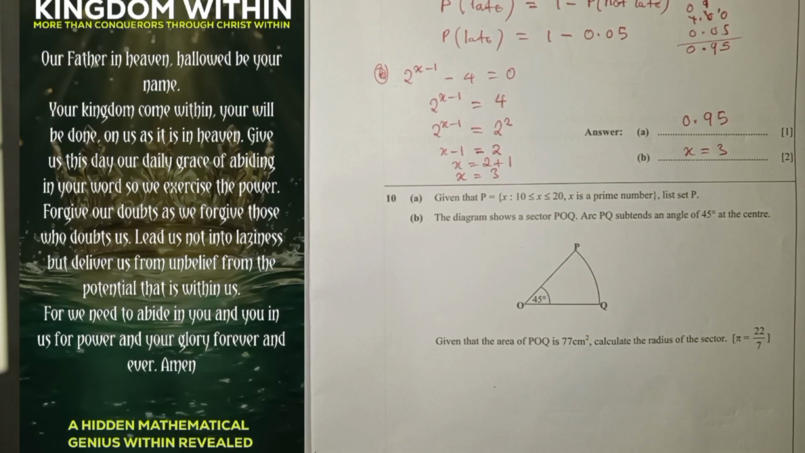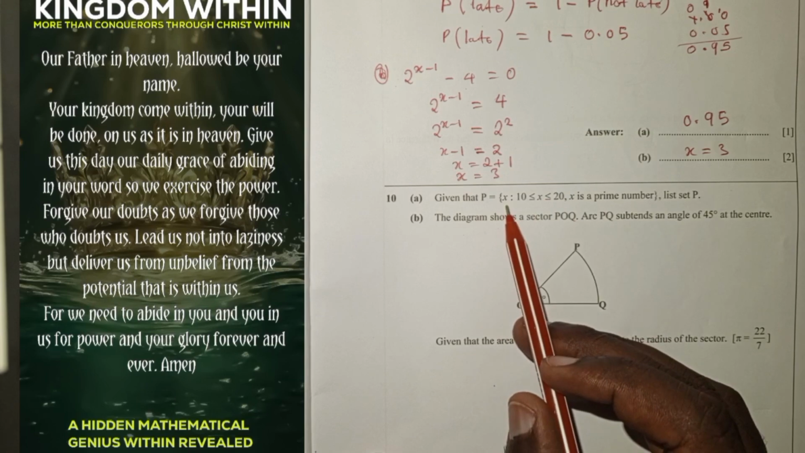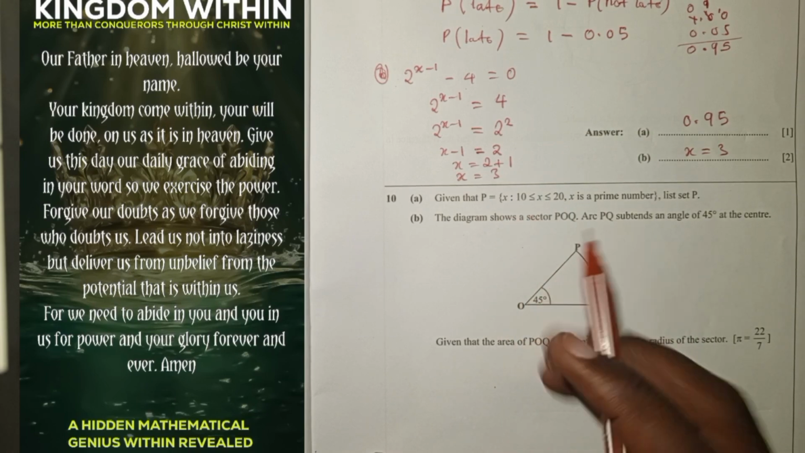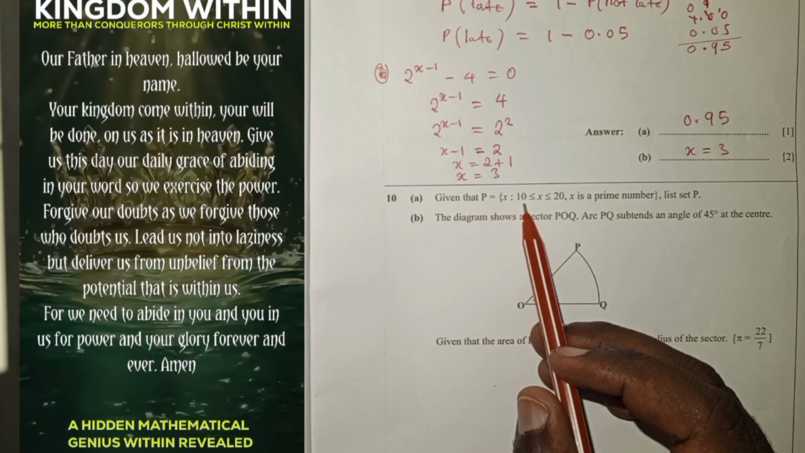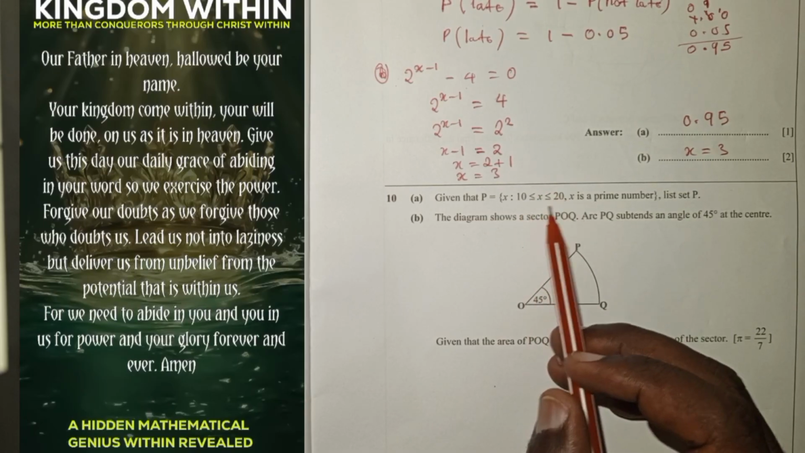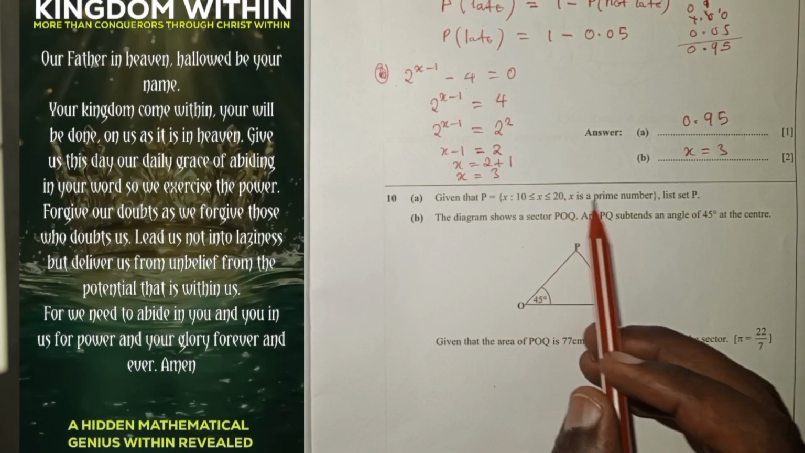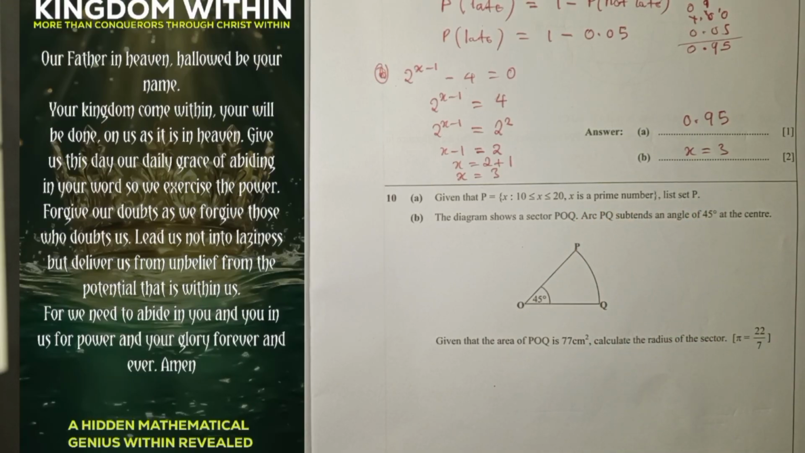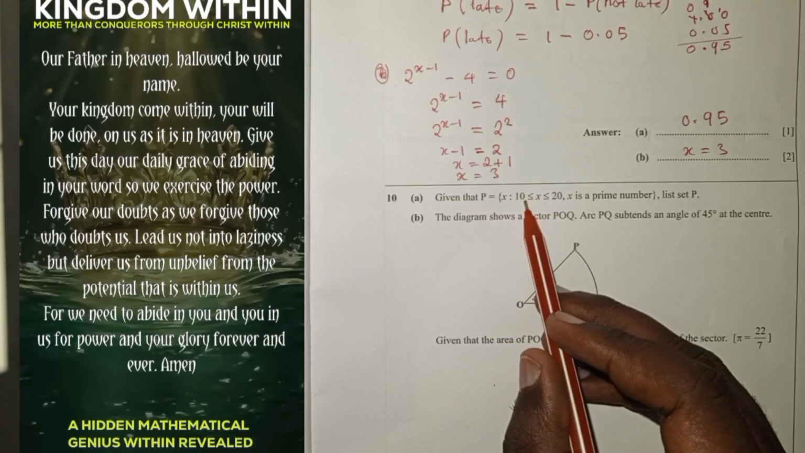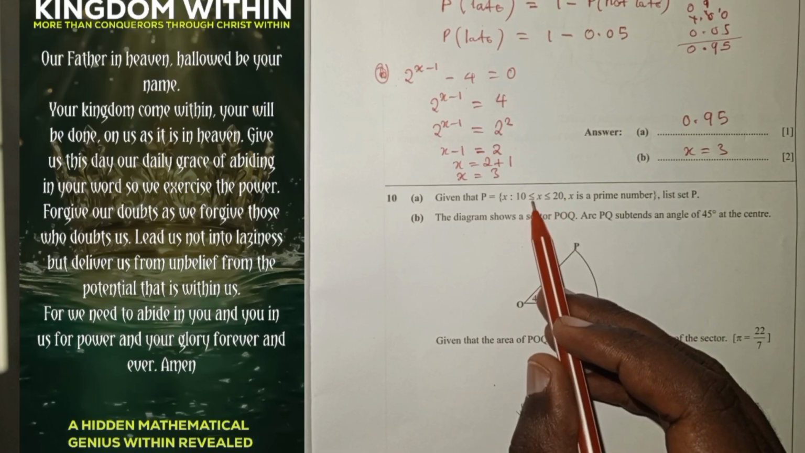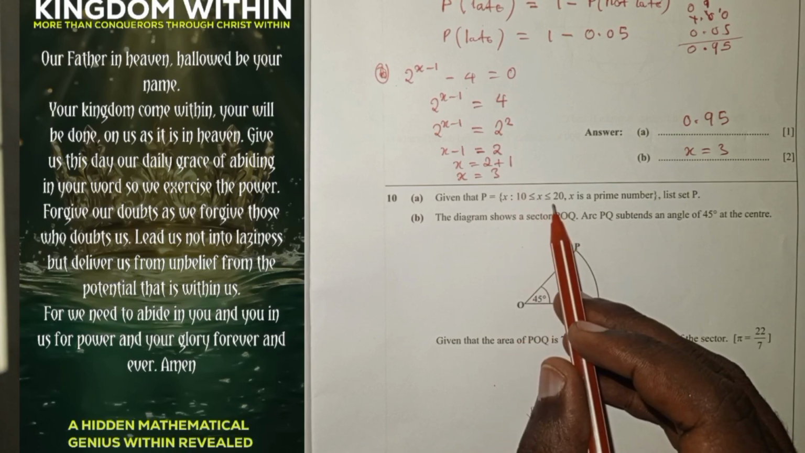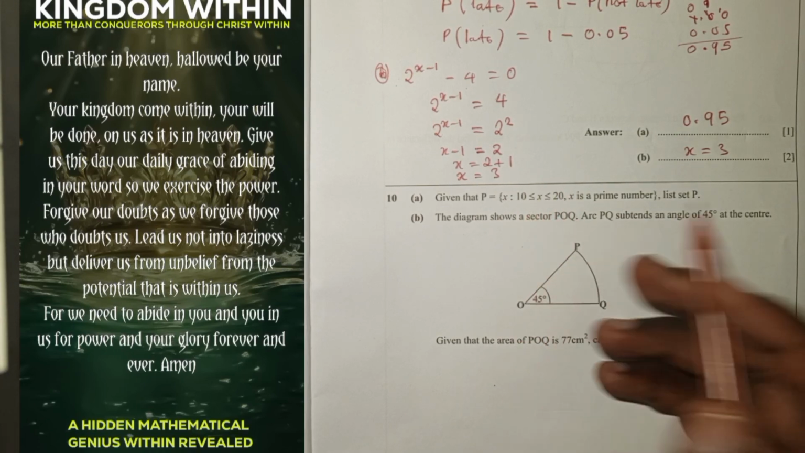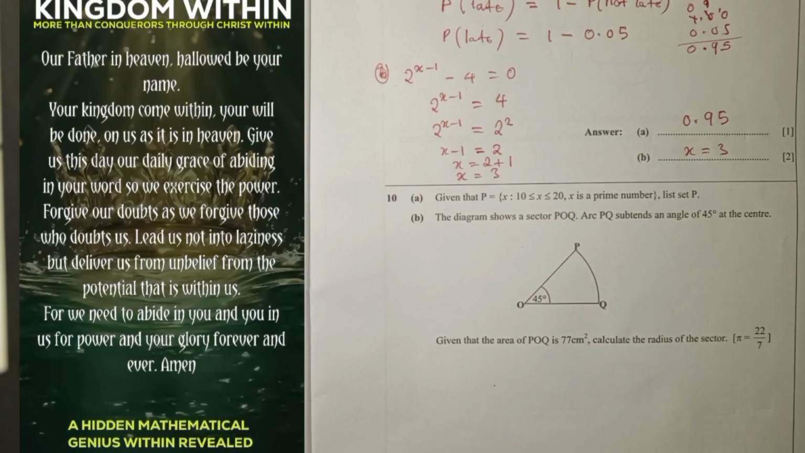Given that P is equal to {x : 10 ≤ x ≤ 20, x is a prime number}, this dot means "such that" in sets. So x such that 10 is less or equal to x, less or equal to 20, and x is a prime number, this set P. So in short, here it means x is in set P, the prime numbers from 10 to 20. Since here we have less or equal to, it means 10 is included and 20 is included. So it's prime numbers from 10 to 20.